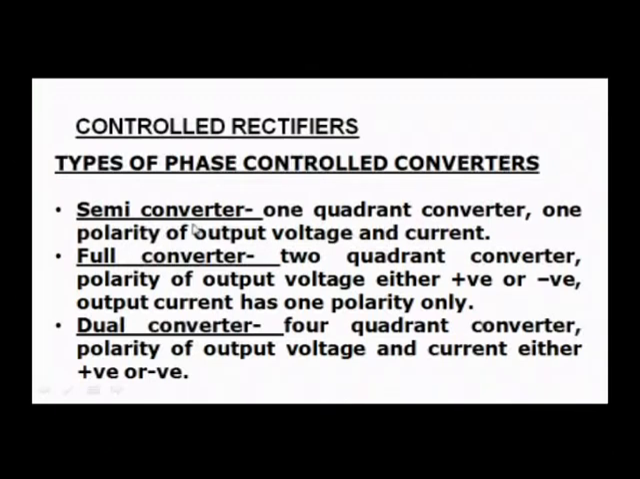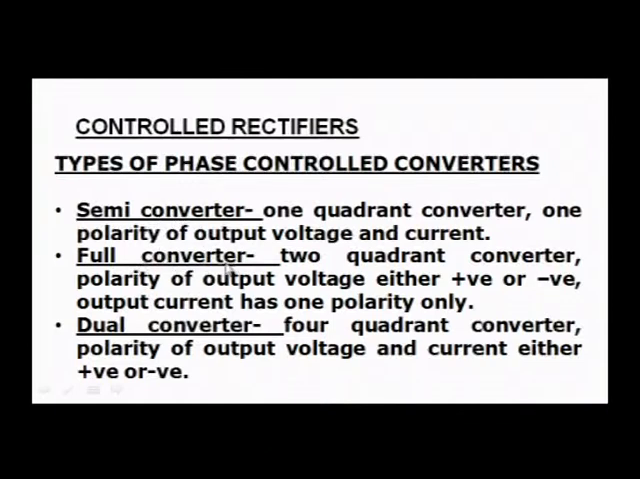So, a semi converter is a 1 quadrant converter in which the polarity of the output voltage and current is a single polarity and normally positive. This is the converter which I am going to discuss, a semi converter, in today's session. We are going to deal with one type of semi converter.